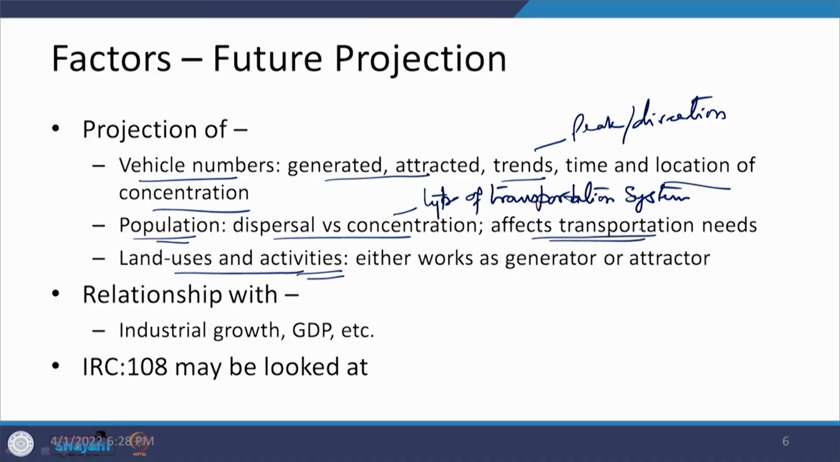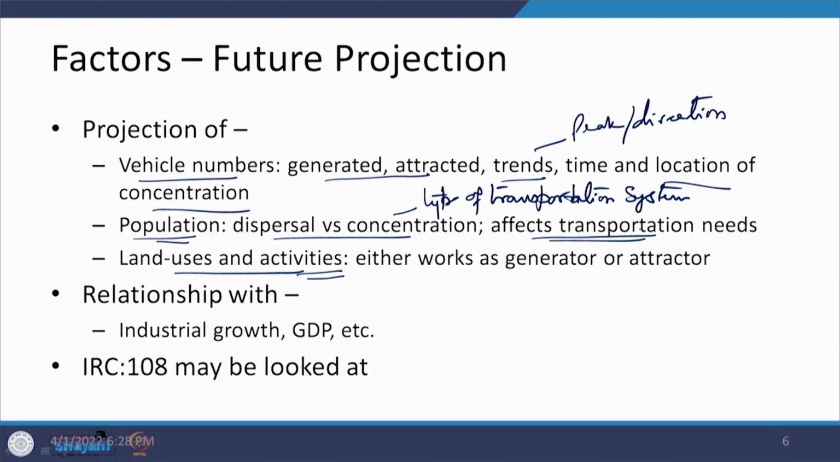So, this population also, the type of population, if there are more women, more elderly people, or more children in an area, or the area is having educational facilities, you have to look at the requirements for that.